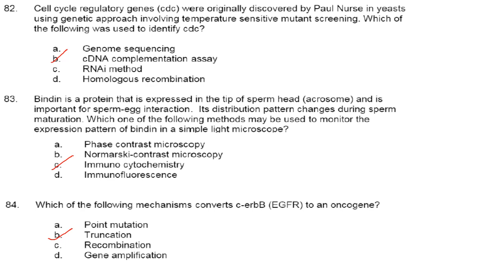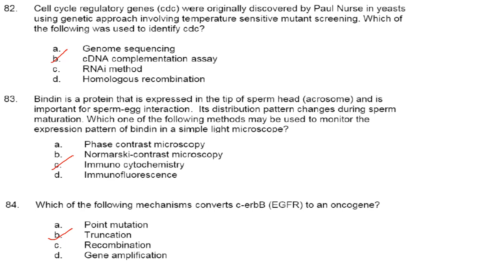Then cell cycle regulatory genes were originally discovered by Paul Nurse in yeast using a genetic approach involving temperature sensitive mutant screening. Which of the following was used to identify cell cycle regulatory genes, CDC? So it was cDNA complementation assay. Answer is option B.